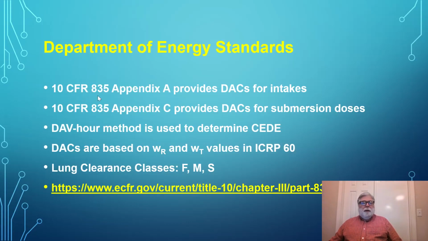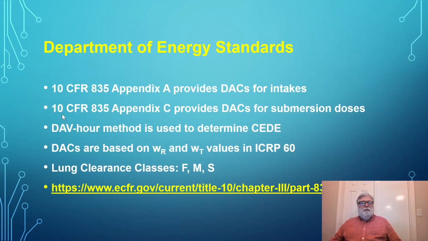In a way, they're similar. Title 10, Code of Federal Regulations, Part 835, has the standards for exposure for DOE facilities. Appendix A has the DACs for intake of radioactive material. They don't have ALIs in the DOE regulations. They only have the DACs. And so you have to calculate what the dose is in the method we showed you for DACs.